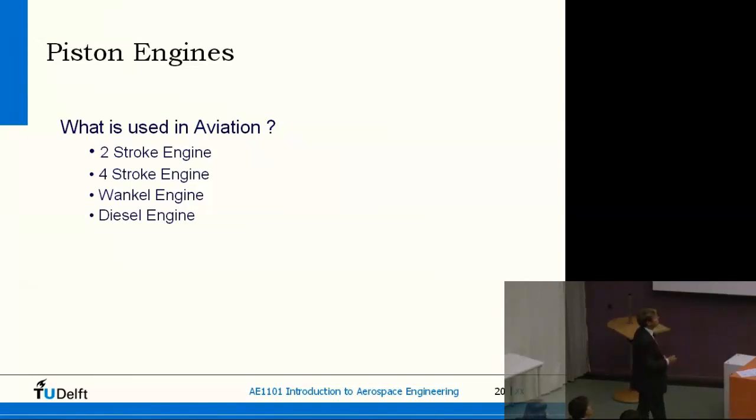The 2-stroke and 4-stroke are used, the Wankel engine, and today you see much more diesel engines in small planes than in the past. But the standard engine was, of course, a 4-stroke engine. So how does it really work?